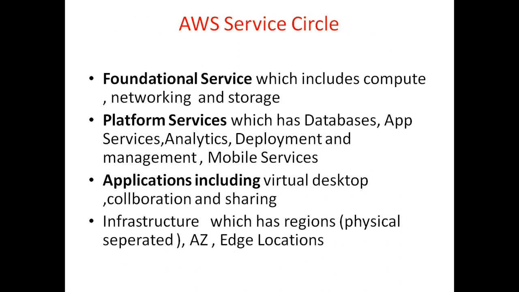Now this is the AWS service circle. You can also call it the AWS service stack. Okay, which includes foundational services, platform services, application services, applications actually. So in this AWS stack, what is there in the foundational services? Foundational services are the core services which AWS came up with when it started. So it included the networking service, the storage service, the compute service. Okay, and the platform service.